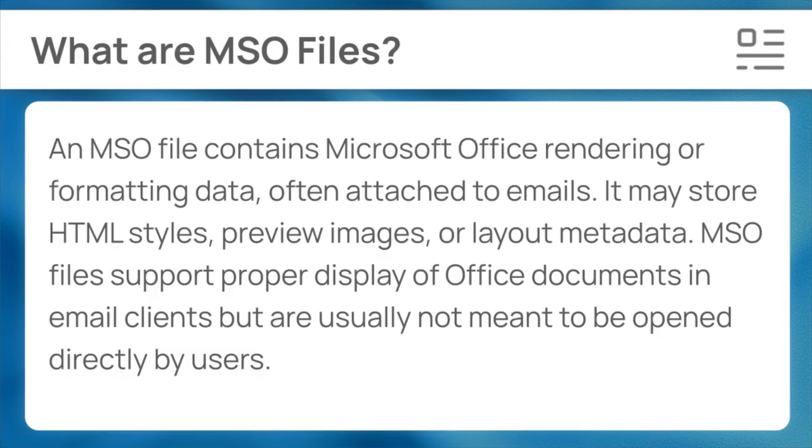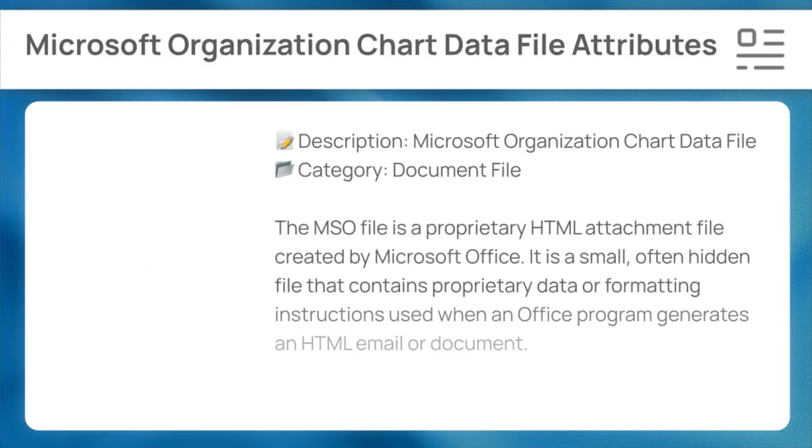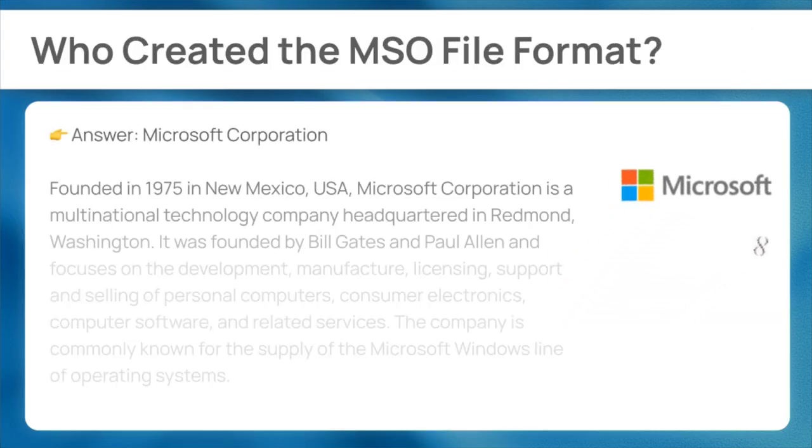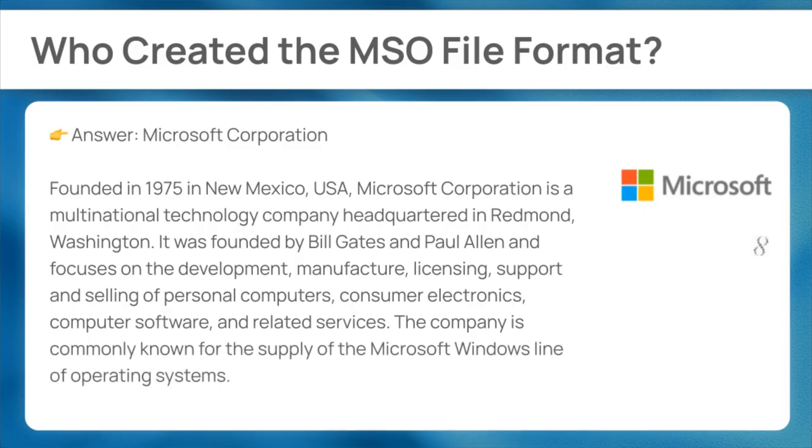The MSO file is a proprietary HTML attachment file created by Microsoft Office. It is a small, often hidden file that contains proprietary data or formatting instructions used when an Office program generates an HTML email or document. Developed by Microsoft, the format is a specialized part of the Office ecosystem.